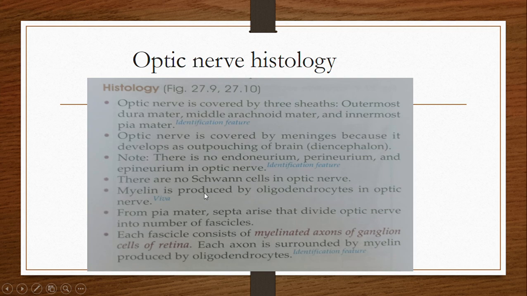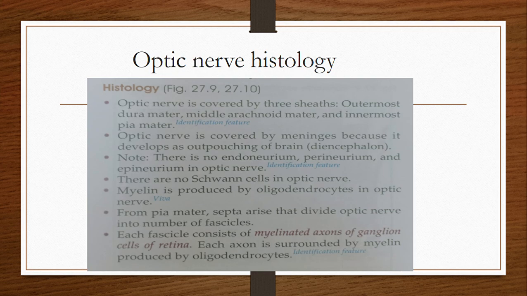The myelin sheath is produced by the oligodendrocytes in the optic nerve. Oligodendrocytes are the specialized cells which can be seen in the optic nerve. So the myelin sheath is produced by the oligodendrocytes, specialized neuronal cells that produce the myelin.